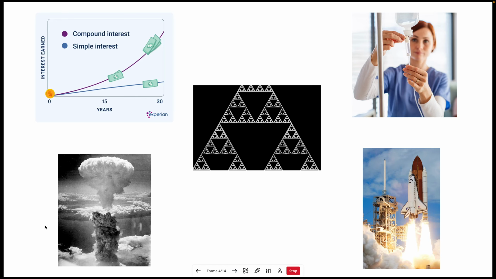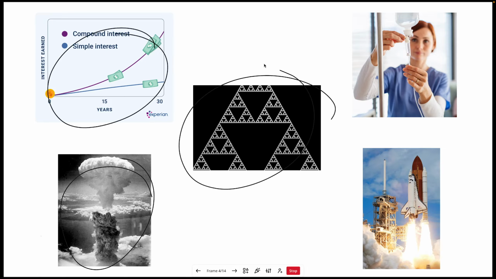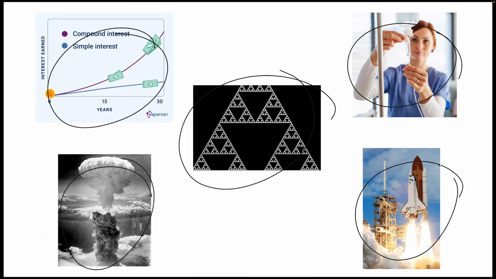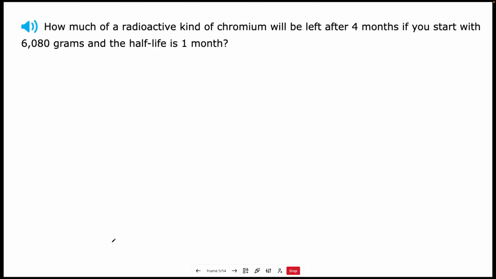Exponential growth and decay problems are awesome. Okay, they show up in a lot of cool places. For example, this is economics. This is the atom bomb. This is sort of geometric abstract art. This is IV drips and injections, and this is rockets. Okay, exponential growth and decay, very useful in a lot of fields, okay? So let's see how this works.